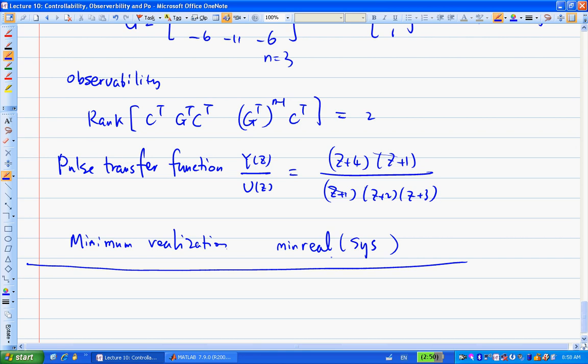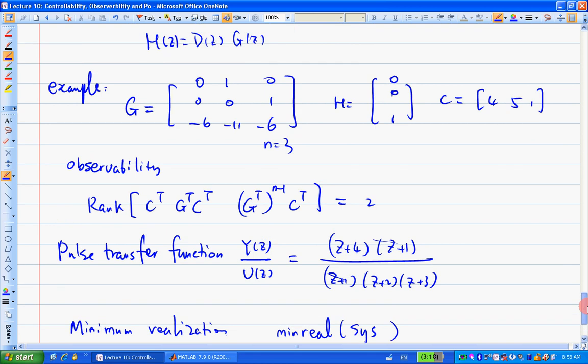So that's basically about controllability and observability. So you have a few exercises which are pretty simple. Just check the rank of the system. Any question? Yes. Did you get that pulse transfer function? This one here, yeah, I skipped a few steps here.